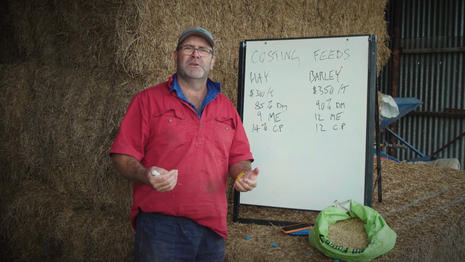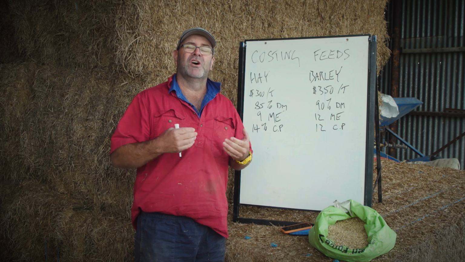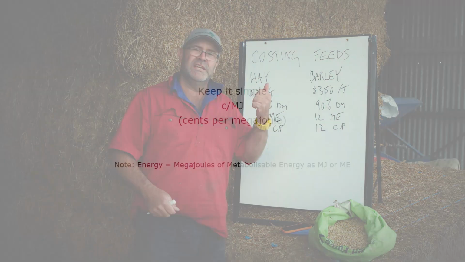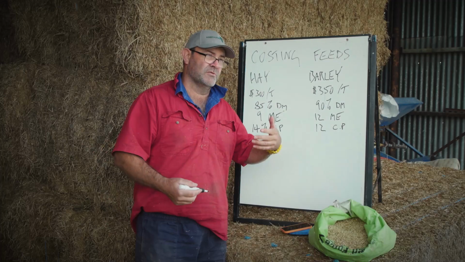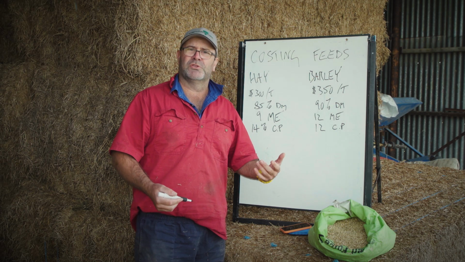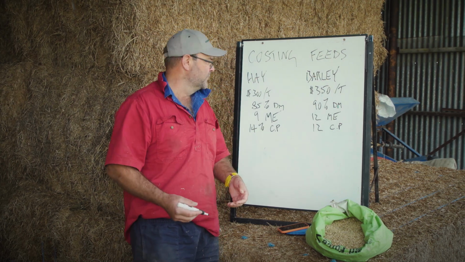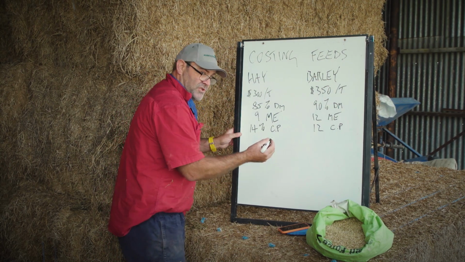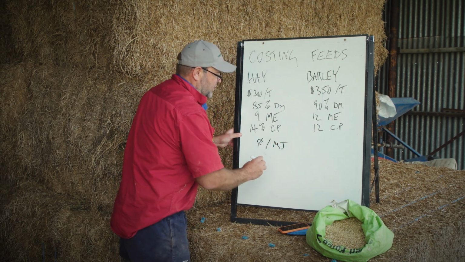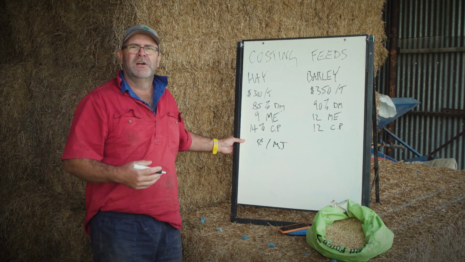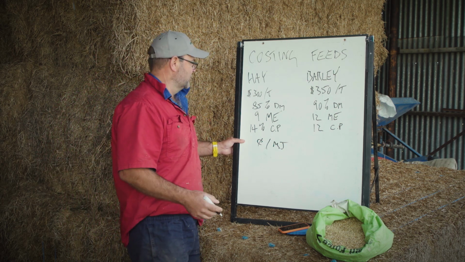The thing that I always keep in my mind to keep it really simple is to think in terms of cents per megajoule. If we can cost them through to a cents per megajoule, it enables me to work through the calculations relatively simply. So if we write that out, just as a reminder, we're trying to work on cents per megajoule, and that gives us the formula for how we need to calculate these costs.